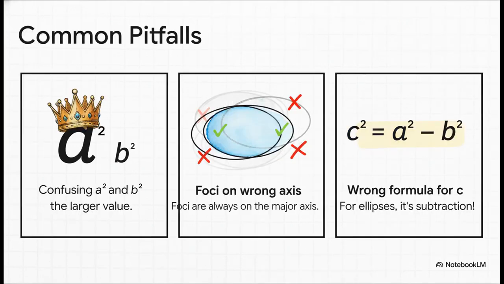Okay, first up, mixing up a squared and b squared. Just tattoo this on your brain. a stands for awesome because it's always the bigger one. Second, putting the foci on the wrong axis. Just remember, the foci live on the major axis. No exceptions, ever. And finally, using the wrong formula for c.